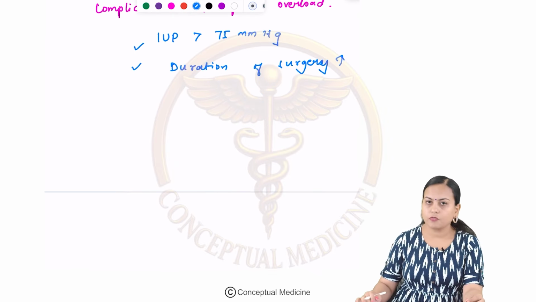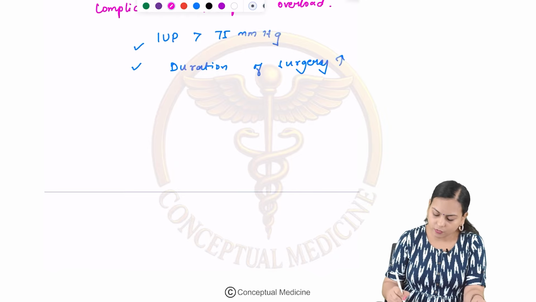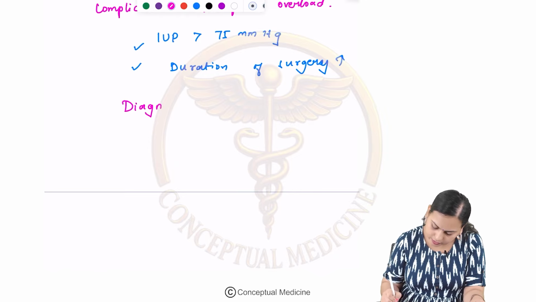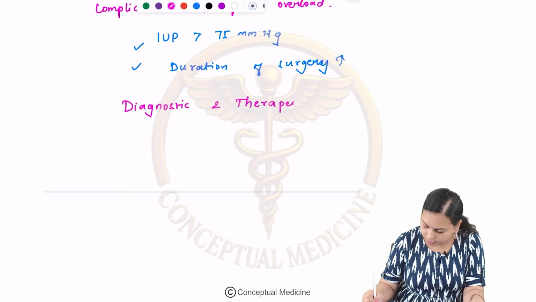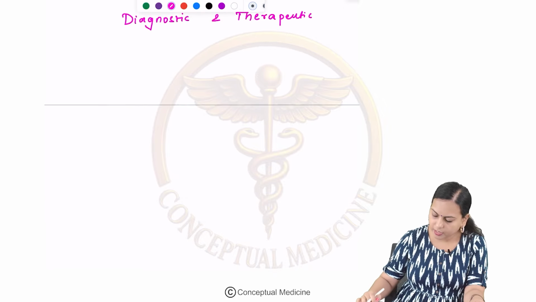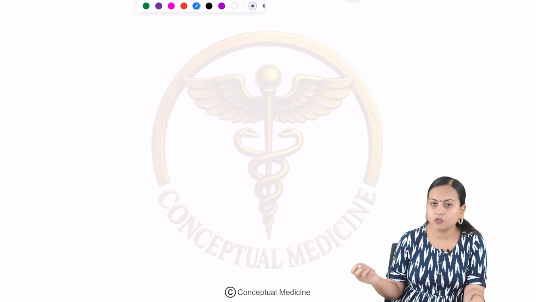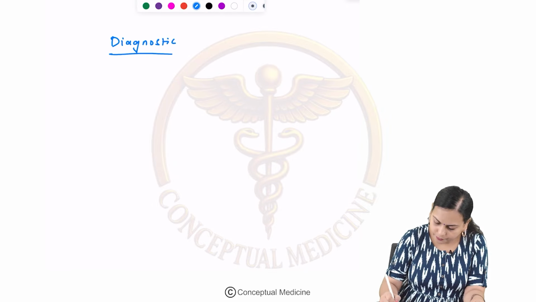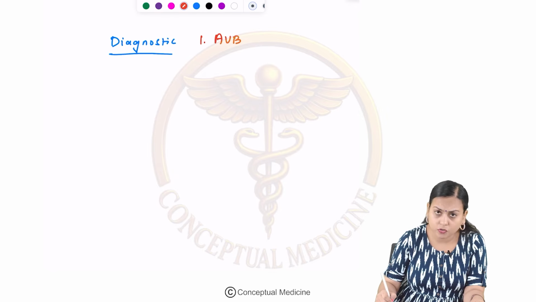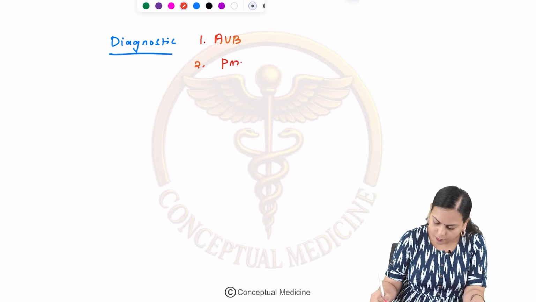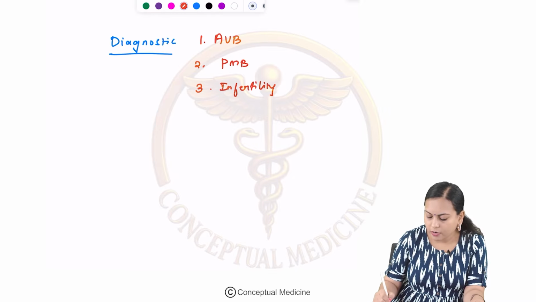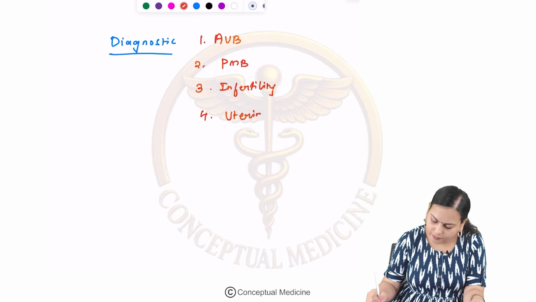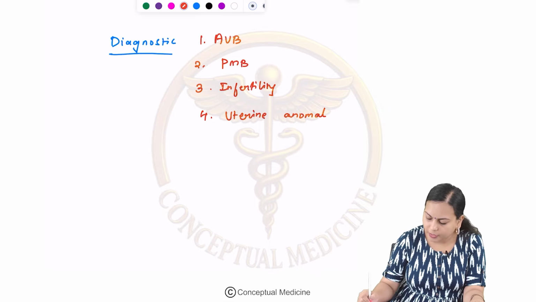Okay, so we know hysteroscope is used for both diagnostic and therapeutic purposes. What are the diagnostic indications for doing a hysteroscopy? The diagnostic indications include AUB, to find the cause of AUB, then postmenopausal bleeding, infertility, or to rule out any uterine anomalies and what type of anomaly it is.